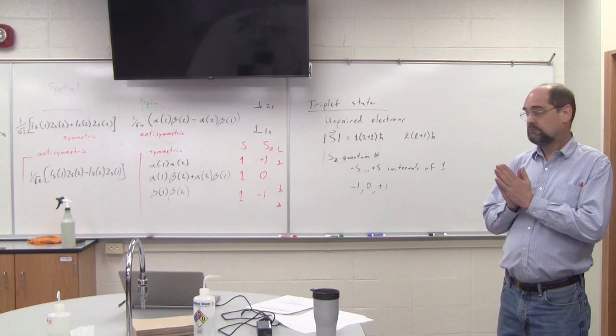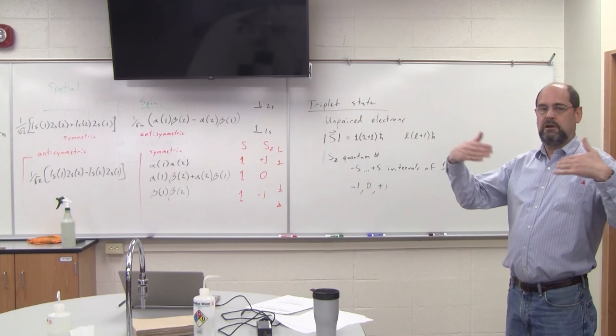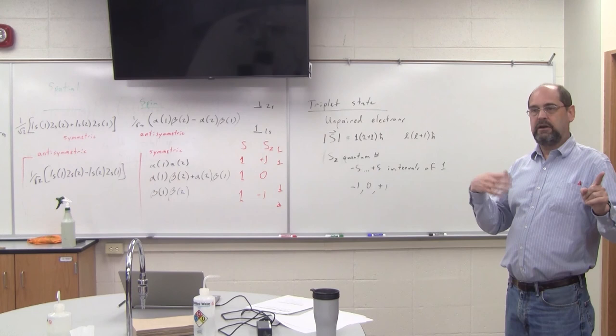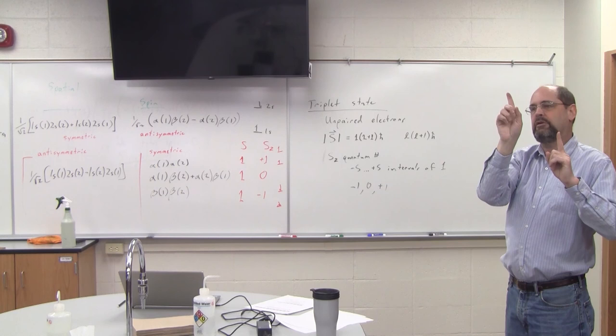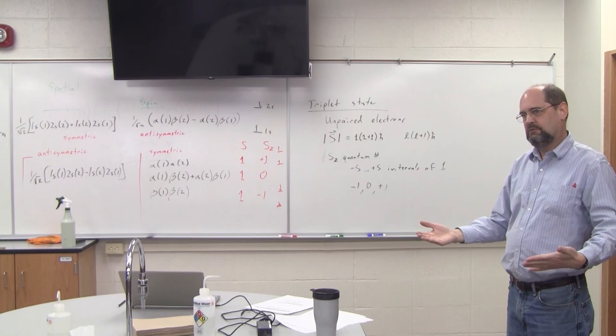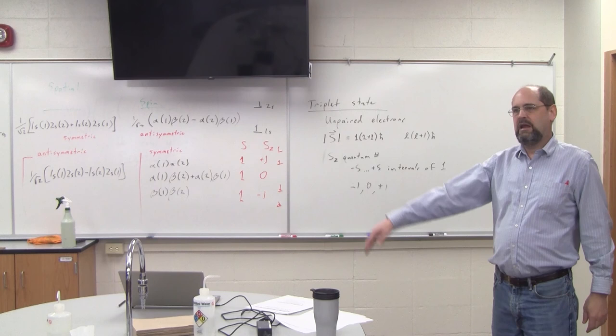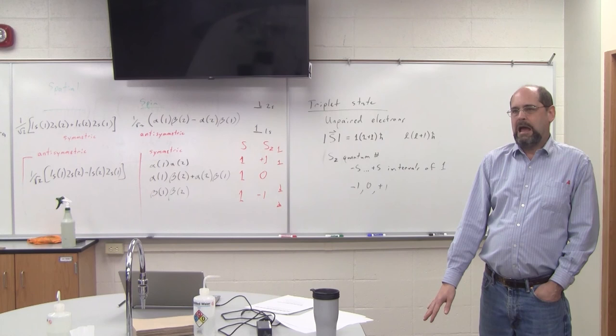So again, total electron spin is 1. For a single electron it is 1/2. I add another electron, I can go opposite it, in which case it's 0, or I can add them together, in which case it's 1. As with any other angular momentum vector, if I have a length 1, then I have z component of 1, 0, minus 1. What happens if I put that into a magnetic field?